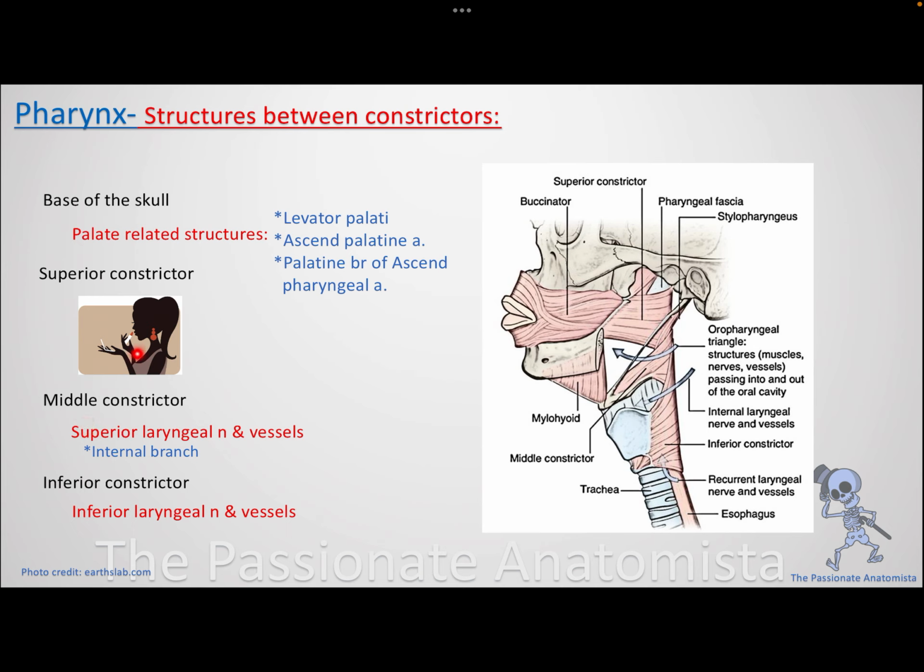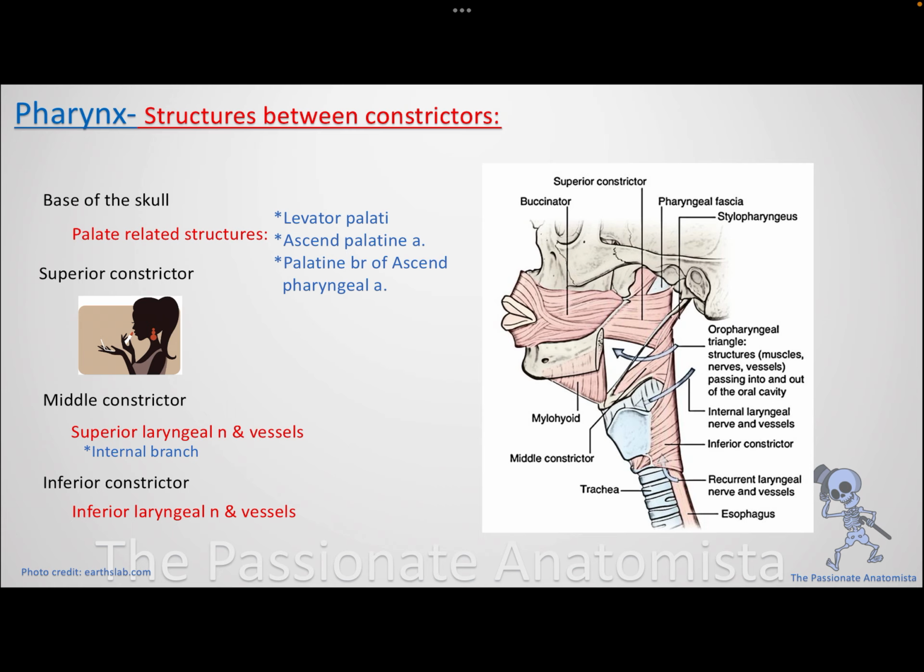So what would pass here between the superior and middle? Superior girls are the stylish girls who wear lip gloss. So what runs between the superior constrictor and middle is the stylopharyngeus muscle and glossopharyngeal nerve. All right. Now the last thing is the things related to the palate, because actually what's up here is basically the palate. So what passes between the base of the skull and superior constrictor is the levator palatini muscle, the ascending palatine nerve, and the palatine branch of the ascending pharyngeal nerve.